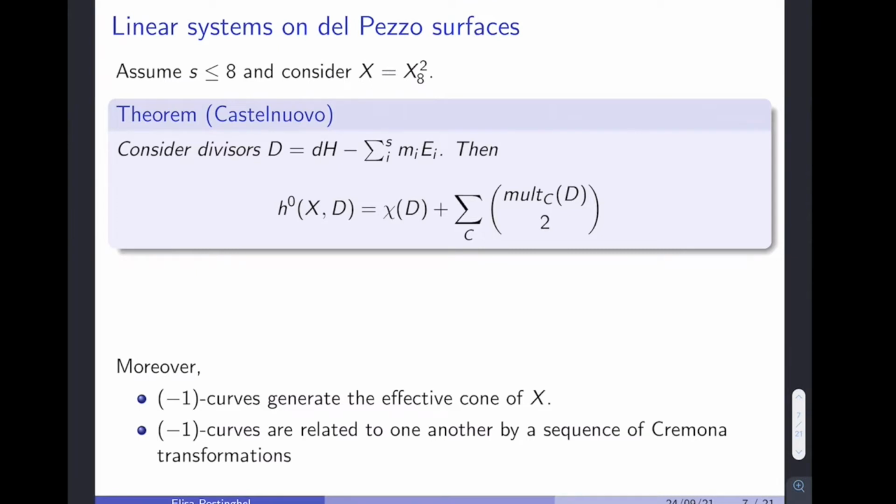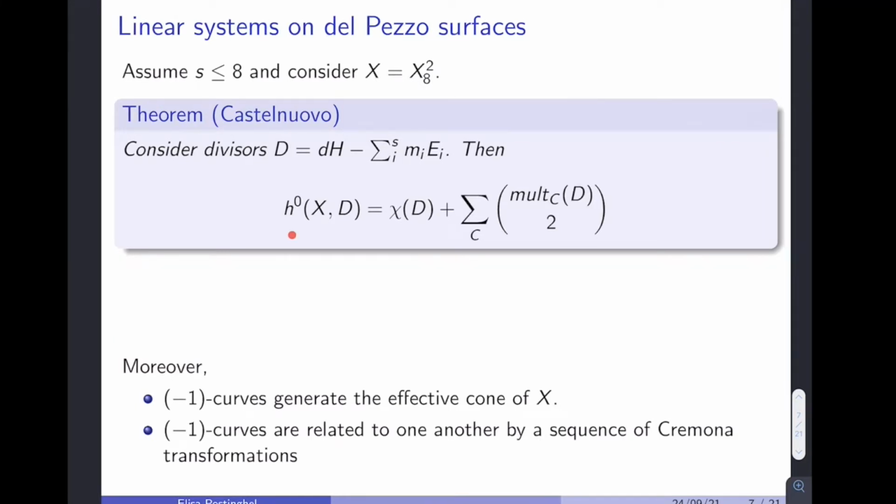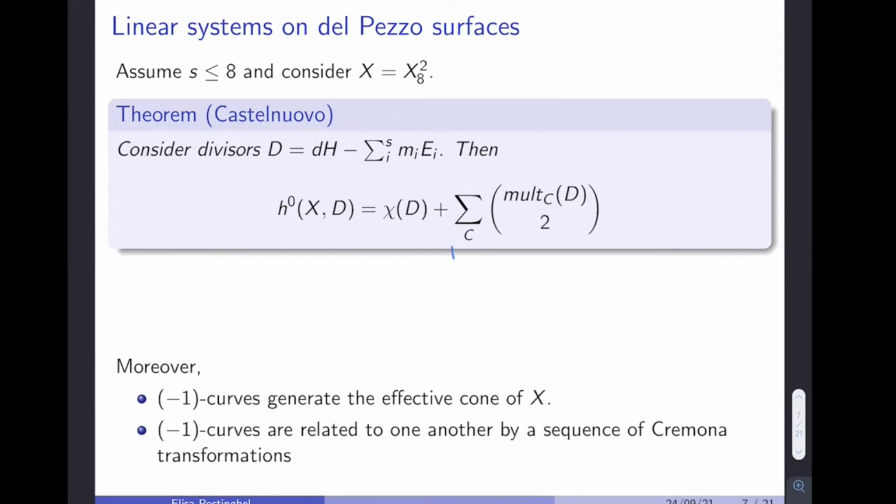He shows that, given a linear system like this, in P2, the number of global sections equals the Euler characteristic plus a correction term. This is going to be the H1 of D. That's a summation where we have these Newton binomials, and I'm going to say what this is. The summation is over the -1 curves. So C is going to be a -1 curve.